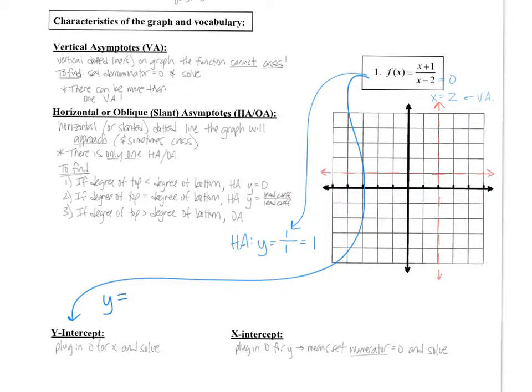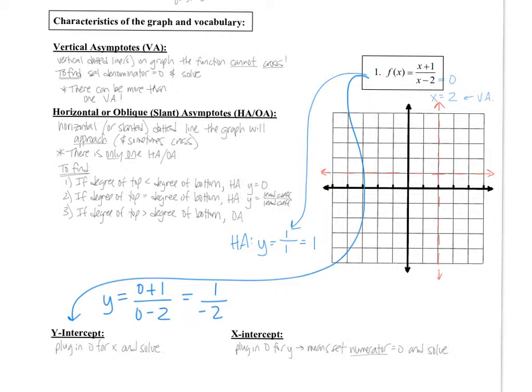So if I plug in 0 for x, I get 0 plus 1 over 0 minus 2. I'm just using this equation right here, plugging in 0 for x. What that gives me is 1 divided by negative 2, which is negative 1/2. So that means the y value of my graph is negative 1/2. That's the y-intercept. That means where it crosses the y-axis.